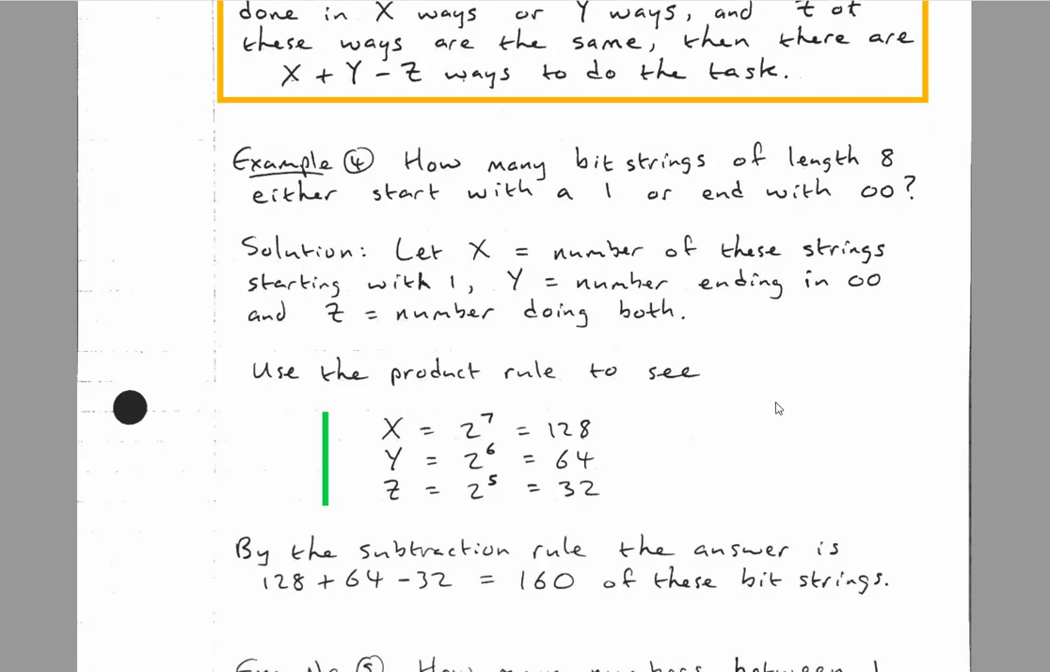Okay, so can we count these? How many bit strings of length 8 start with a 1? Well, no choice for the first bit, but 2 choices for the second, 2 for the third, 2 for the next, and so on. So we get 2 to the 7 ways. So X is 2 to the 7.